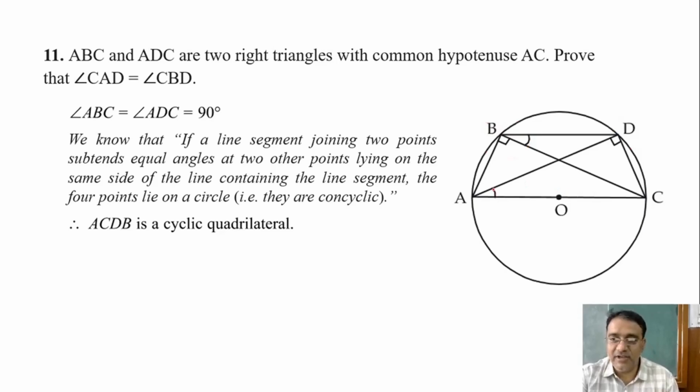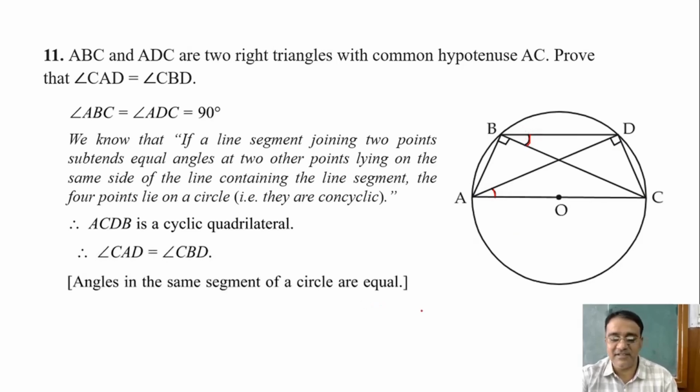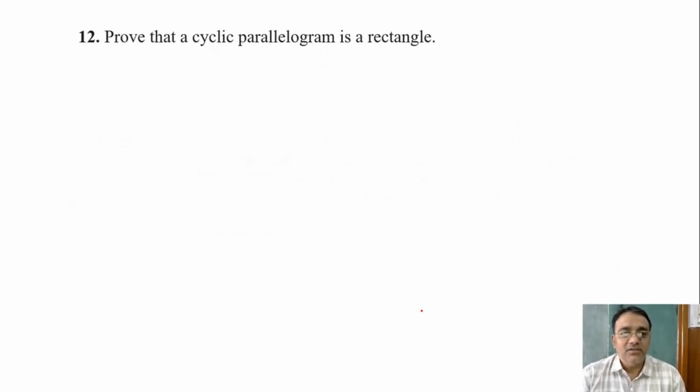Now these two angles are equal. Why? Angles in the same segment. Very good. Angles in the same segment of a circle are equal. So hence proved. Now the last question, this is the last question of today's revision of circles. We'll do the revision of construction in the next class.